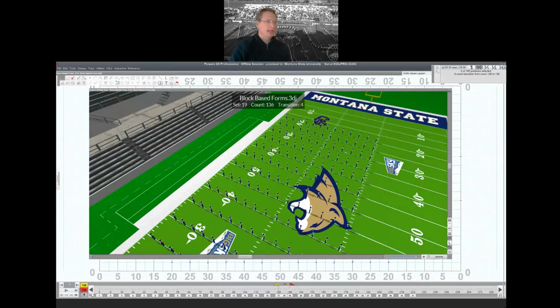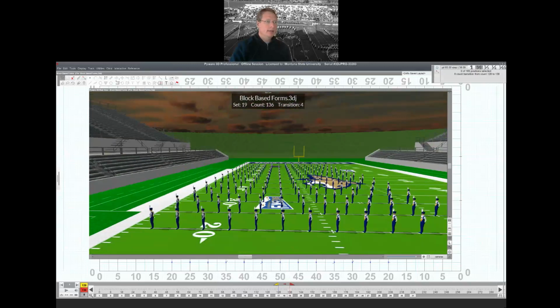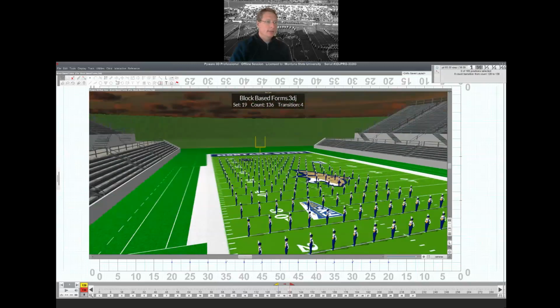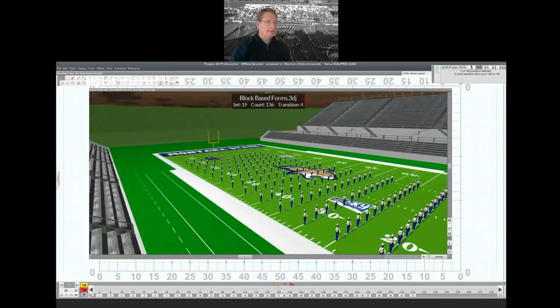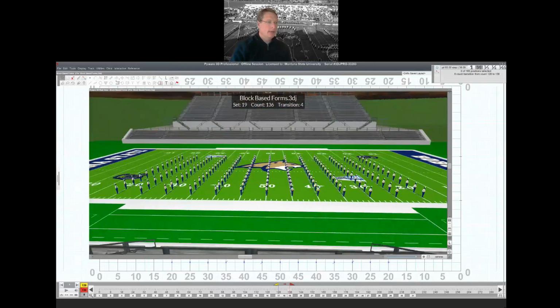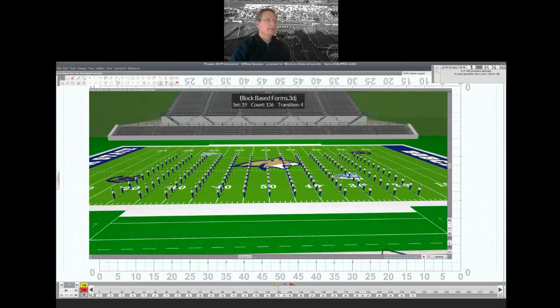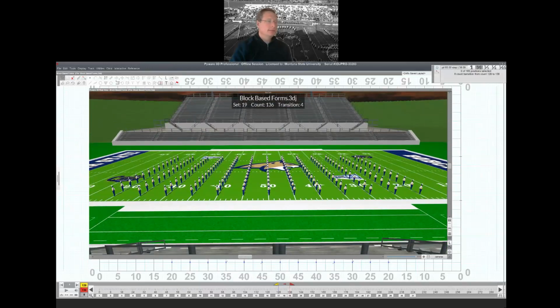Everybody's right where they should be, and we're looking down those ranks, we're looking at those diagonals, and everything is right good. So first is your file, and second is your rank. That's how we're going to be dressing these blocks.